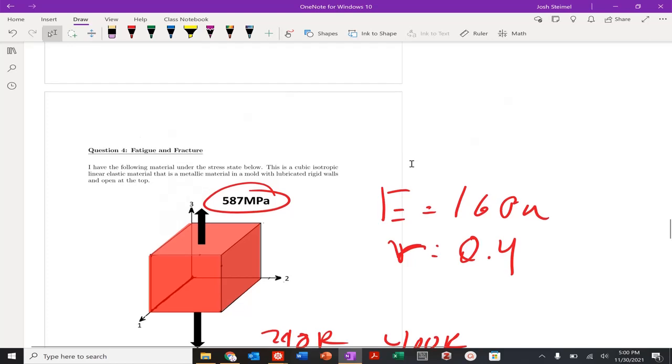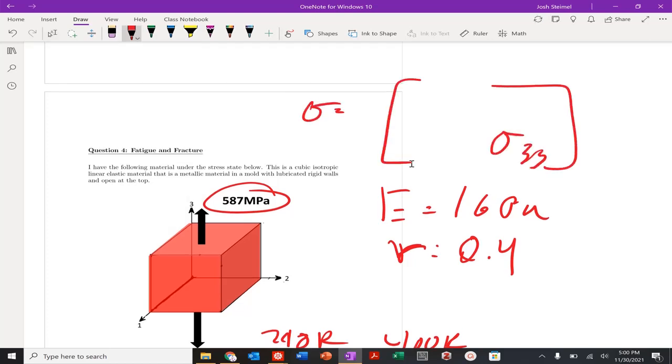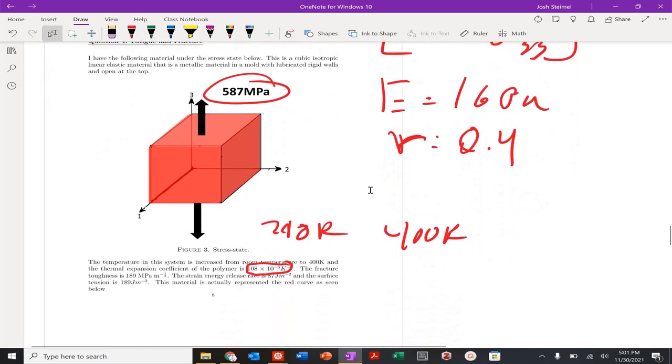But let's go ahead and look at the stress state first. So I know I have a stress in the 3-3. My strain tensor, I know I'm going to have a strain in the 3-3 as well. I'm increasing the temperature of my material. So as I pull here, it is going to contract, but the material is also going to want to expand in this direction, and also in this direction, and this direction.